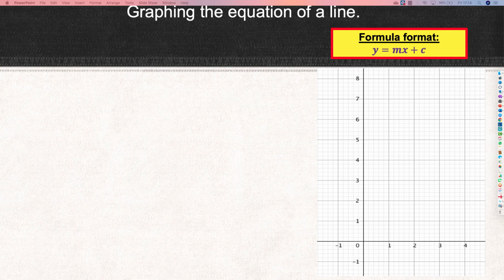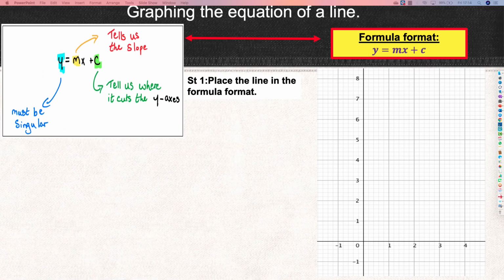When we're graphing the line, we use the following formula: y equals mx plus c. It's very important that we know three things about this formula. We did this in drawing lines and in functions. Y must be singular. M tells us the slope, and c tells us where it cuts the y-axis. We've done this in linear functions before.